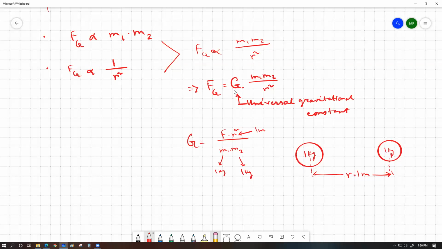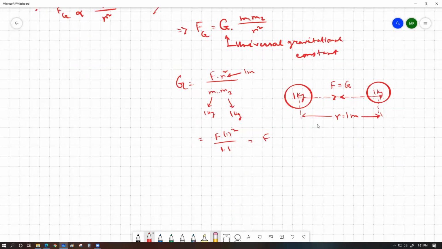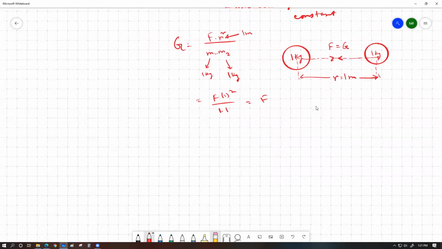And in that case the amount of force, gravitational force, by which they will be pulling each other is, this is the force. This amount of force is defined numerically as the universal gravitational constant. So if I just place all the numbers over here, other than the unit, let's say I'm going to write F into 1 squared divided by 1 into 1, ultimately we get F. So the definition of universal gravitational constant goes like this.